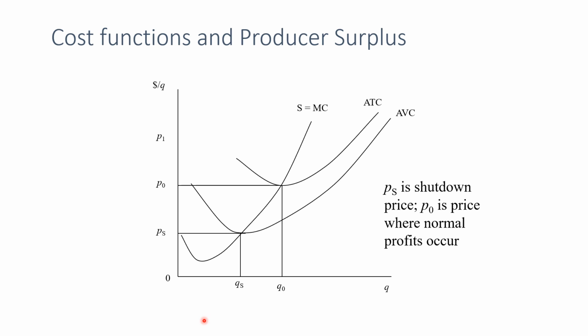Here we provide the cost functions and determine what is meant by producer surplus. You'll notice here that I have on the vertical axis dollars per unit quantity and quantity on this axis. We have the average total cost curve and the average variable cost curve. The average variable cost curve simply takes total cost, subtracts from the total cost the fixed cost, and then divides by the number, so basically what we have is total variable cost divided by Q gives you the average variable cost as Q increases.